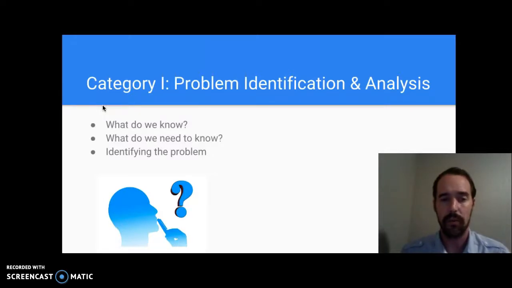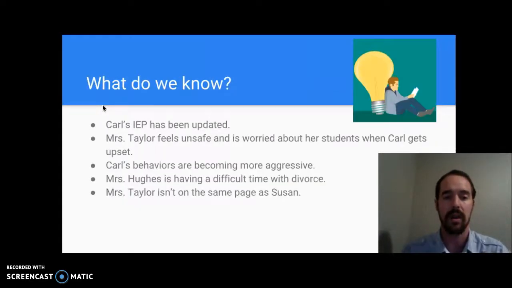So first off, we'll take a look at Category 1, Problem Identification Analysis. These things are what do we need, what do we know, what do we need to know, and identifying the problem. As far as what we know, Carl's IEP has been updated, so they were able to get his parents in, and they now have an intervention plan to pull Carl as he becomes more aggressive to help present calm down strategies.